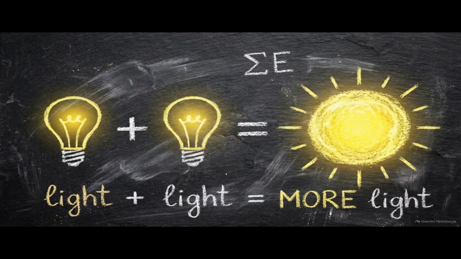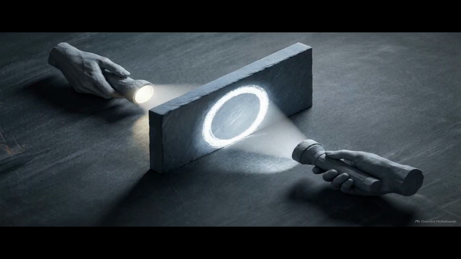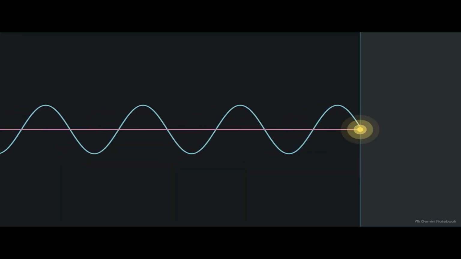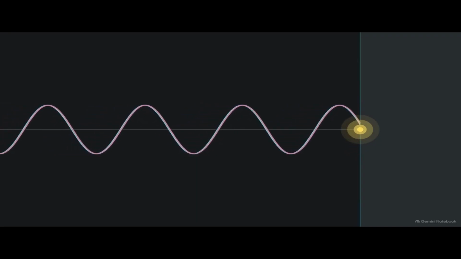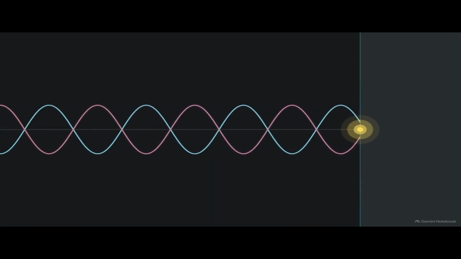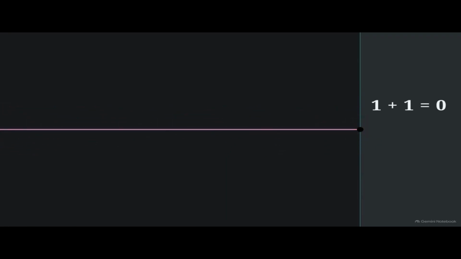We usually think of light as a simple addition problem. If you shine a flashlight on a wall and then shine a second one on the exact same spot, that spot gets brighter. But if you set those light waves up in a very specific way, adding a second beam of light can actually cause the spot to go dark.